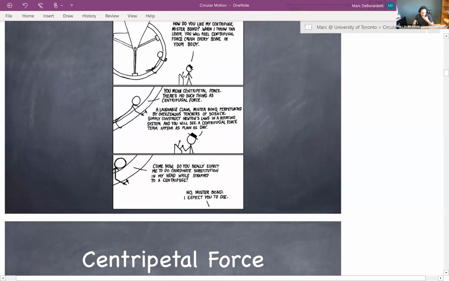And then James Bond on the centrifuge. Oh, come now. You really expect me to do a coordinate transformation in my head while strapped to a centrifuge? No, Mr. Bond, I expect you to die.